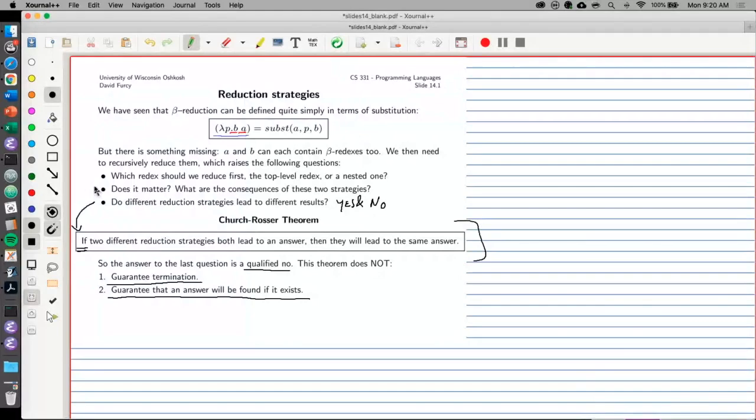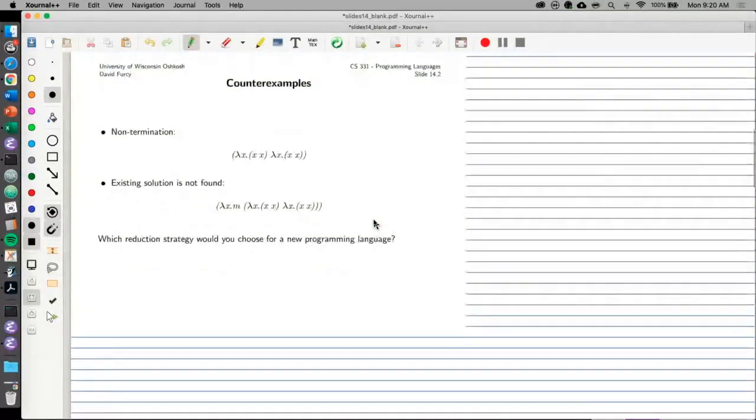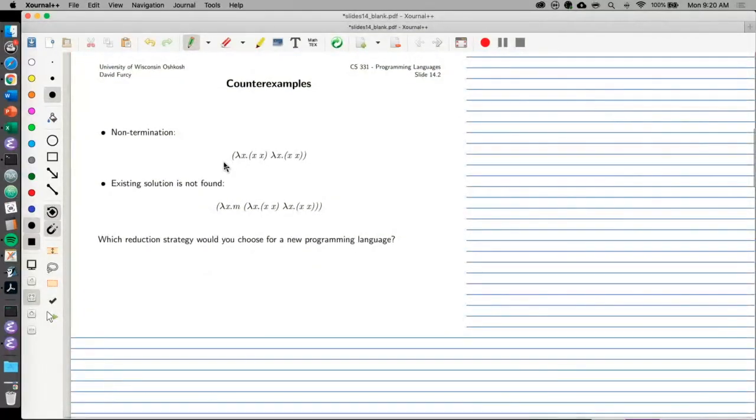So does it matter which strategy you use? Definitely, as we're going to show in a minute. Do they always give you the same answer? Yes and no. If they give you an answer, it will be the same one, but sometimes they won't give you any answer at all. Does that make sense? It's kind of an important result in the theory of the lambda calculus and in the theory of computation in general. So in case you're a bit confused about this general thing, let's just do some concrete examples.